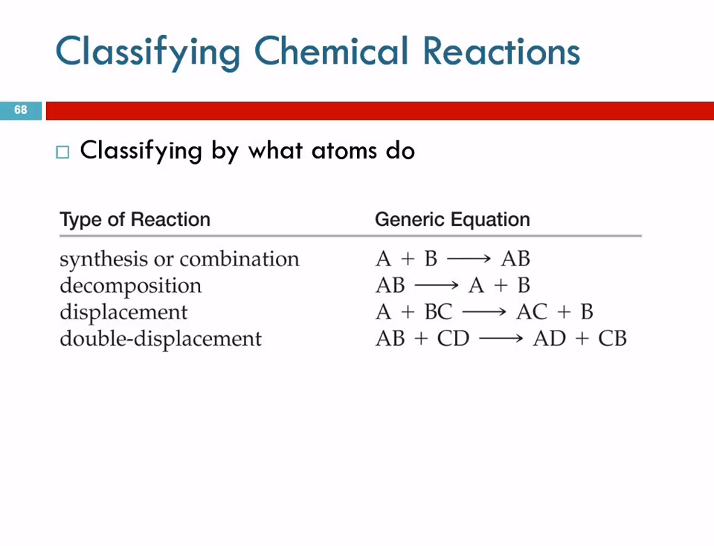So in this scheme, there are 4 different types of chemical reactions. And I'm going to throw a word in here: single displacement. Your book uses displacement or single displacement. I prefer single displacement. So we have synthesis or combination, 2 different words for the same type of reaction. We have decomposition, single displacement, and double displacement. And these are the generic forms of the equations. We're going to talk about each one individually.